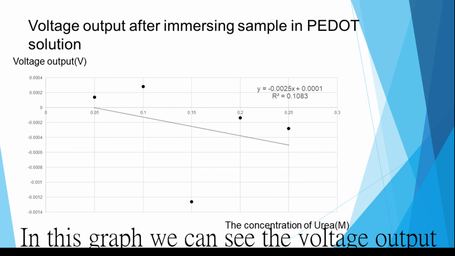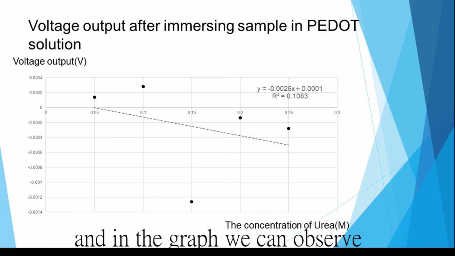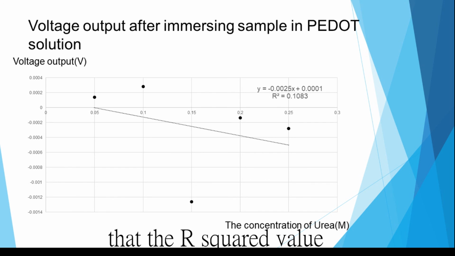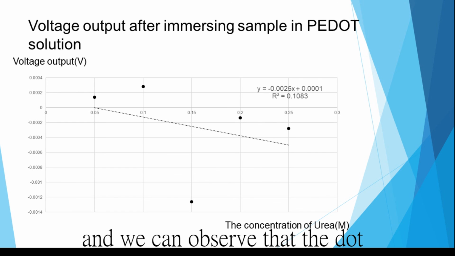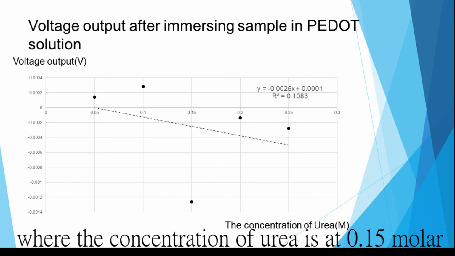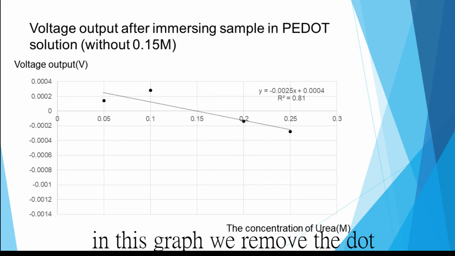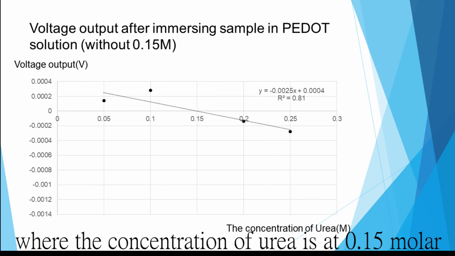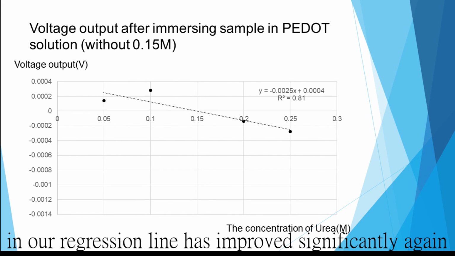In this graph, we can see the voltage output after immersing our sample in PEDOT solution. And in the graph, we can observe that the R-squared value of our regression line is very low. And we can observe that the dot where the concentration of urea is at 0.5 molar, the dot is very unusual. In this graph, we remove the dot where the concentration of urea is at 0.5 molar. After removing the dot, we can observe that the R-squared value in our regression line has improved significantly again.